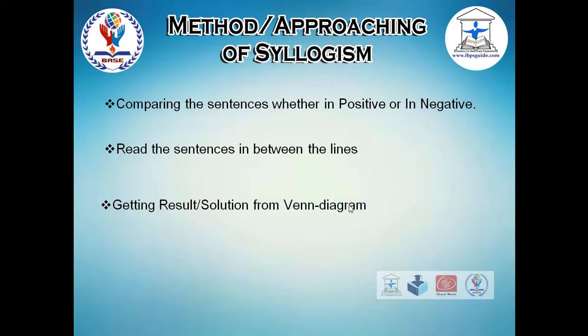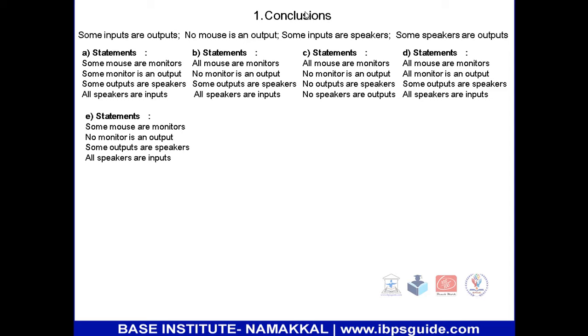Here we can see the sentences in the conclusion part: some inputs are outputs, no mouse is an output, some inputs are speakers, some speakers are outputs. In these sentences, one negative sentence is there: no mouse is an output. While viewing the statement sentences at a glance, we can see there are no negative sentences in statements A and D, so there is no chance of getting a result from these A and D statements, so we can leave them.